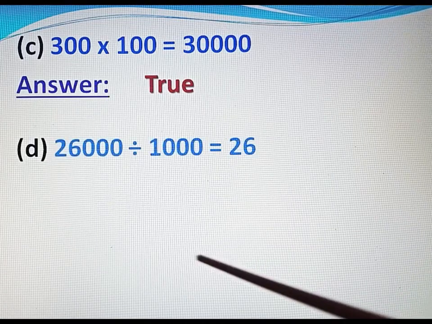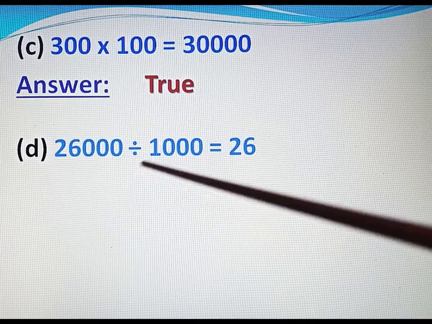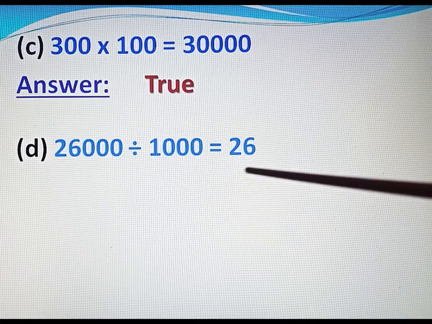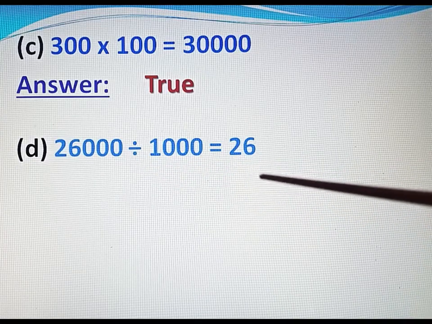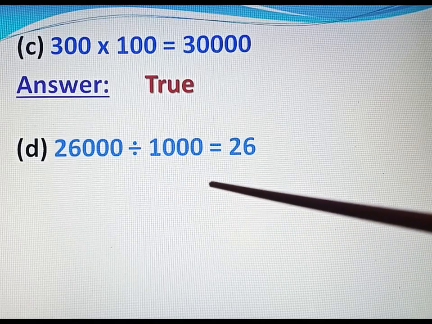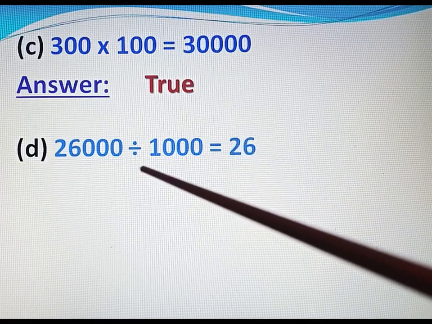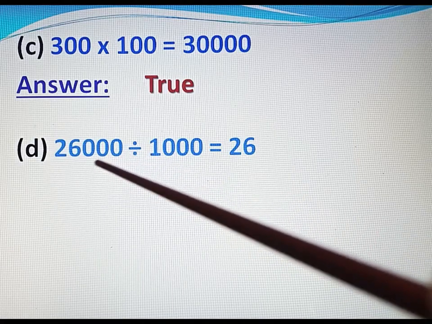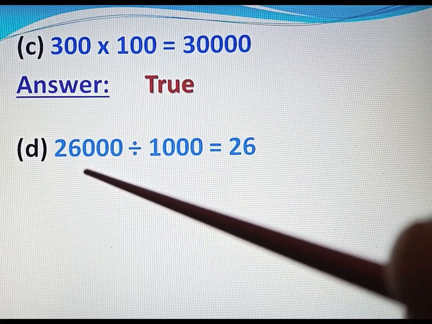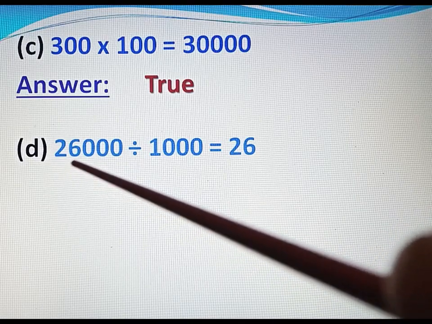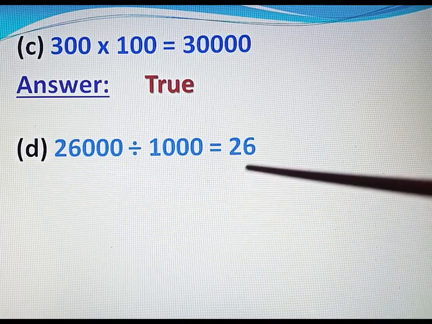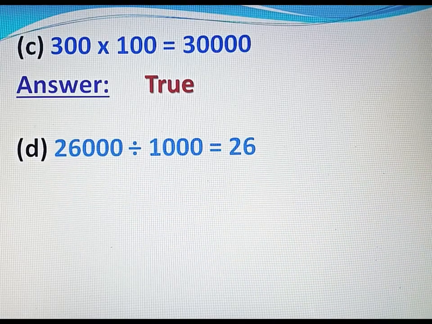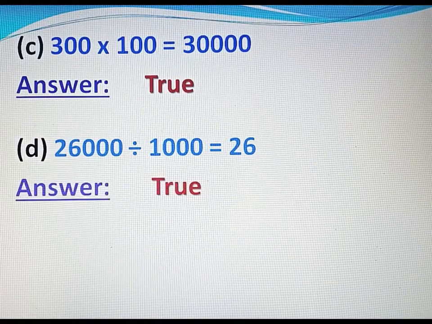D part: 26,000 divide 1,000 equal 26. See, as we have learned in property that if 1000 is the divisor, the number formed by the last 3 digits, that is 000, is the remainder, and the number formed by the remaining digits, that is 26, is the quotient. So 26 is the quotient. So this statement is true.